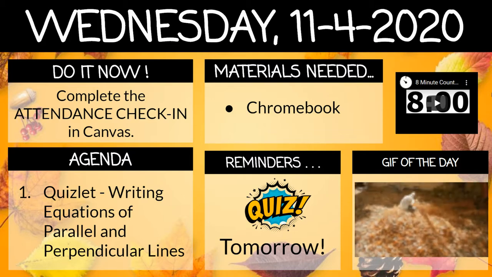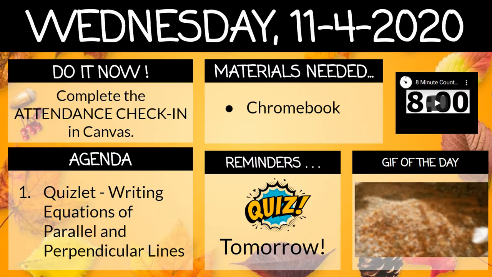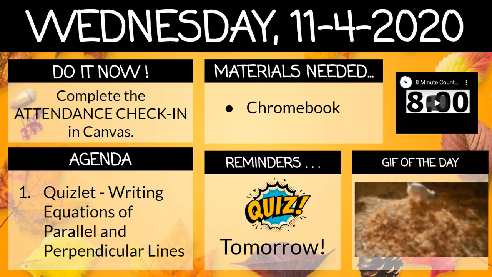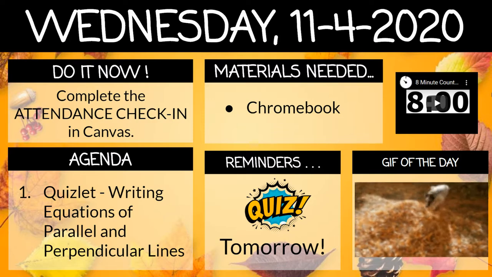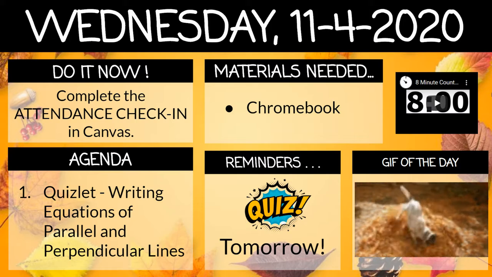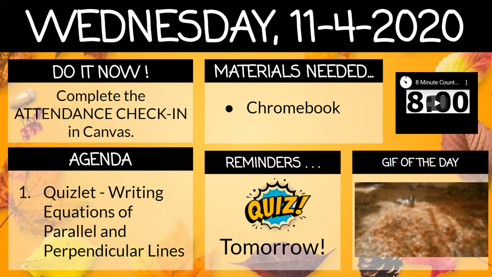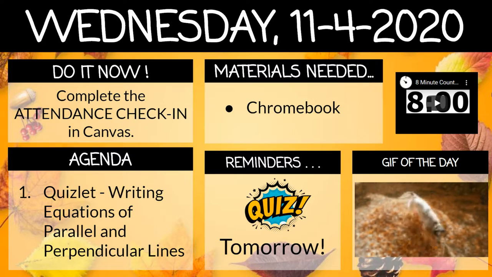So today we're going to practice writing equations of parallel and perpendicular lines. And we're going to be using the point slope formula that we learned and talked about yesterday. So if you haven't done yesterday's lesson, you need to go do that first, because today it's not going to make any sense if you haven't already done yesterday's work and turned that in.